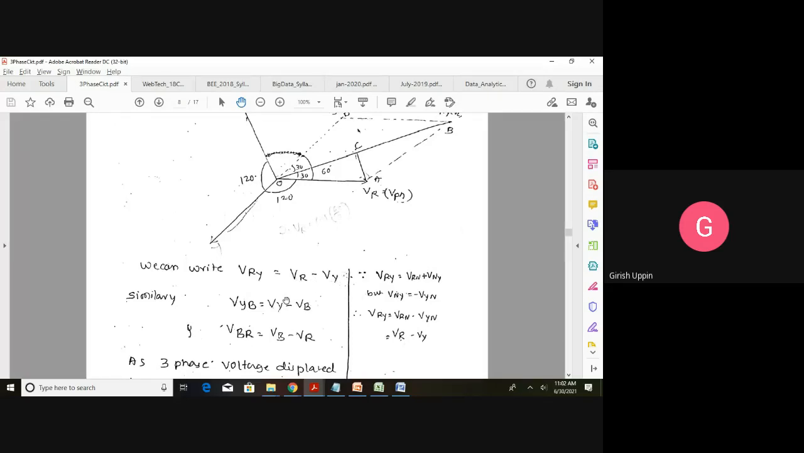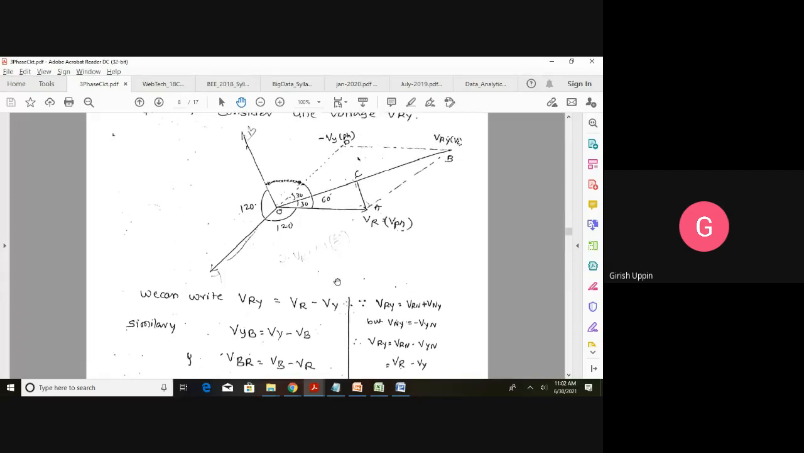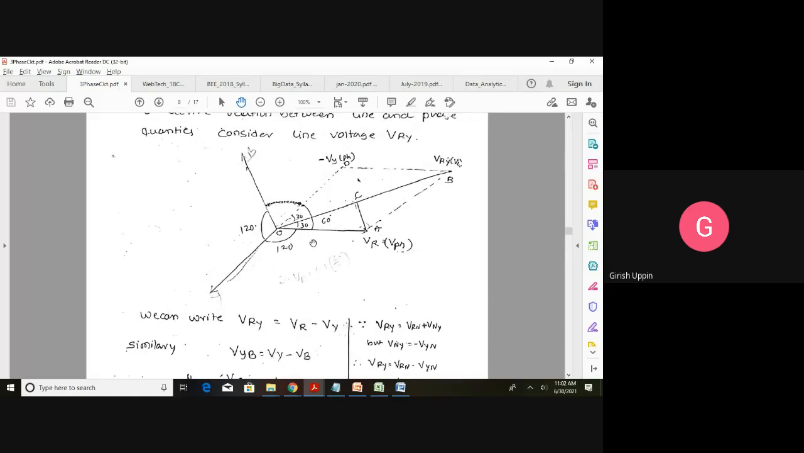Okay, so what is the meaning of this? The line voltage VL is the phasor sum of VR and minus VY. So we are going to draw that. We already have VR and this is VY. If I take it on the opposite side, it will become minus VY.